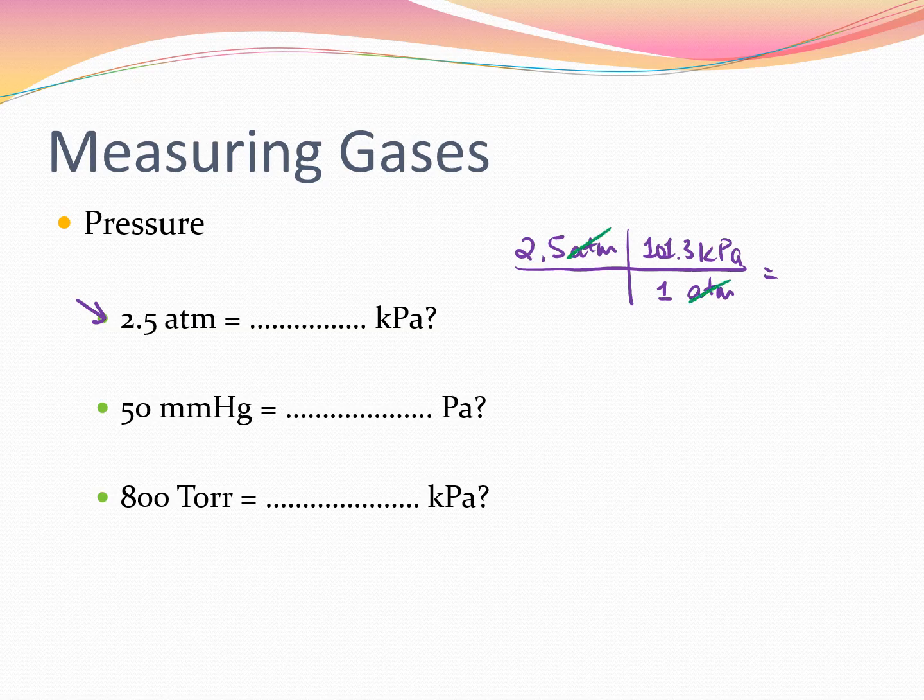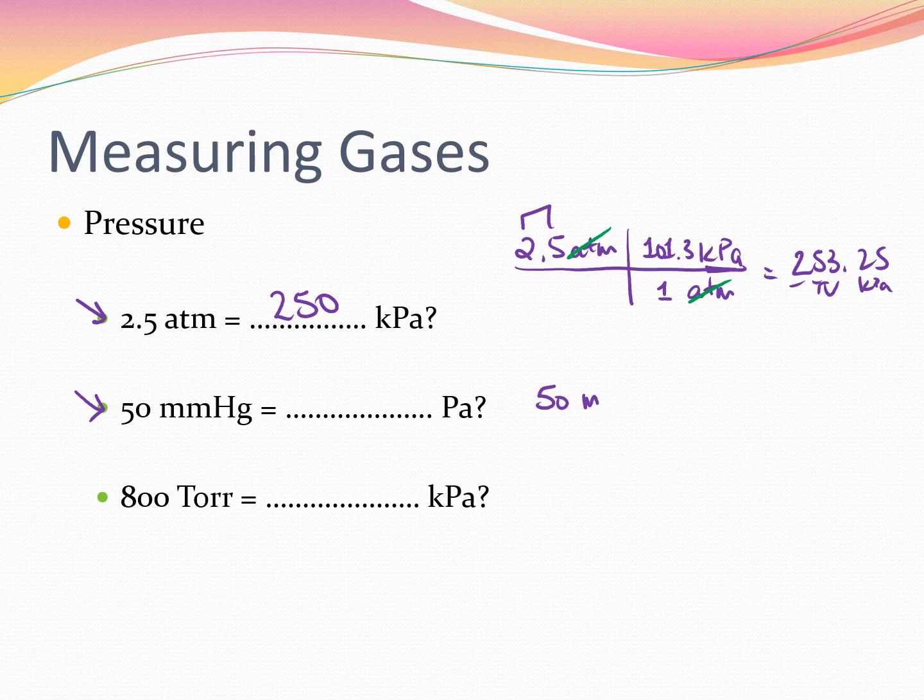Handy-dandy calculator says 2.5 times 101.3 equals 253.25 kilopascals of pressure. We're going to keep 2 sig figs, so the 3 is going to leave that 5 as a 5. Final answer, 250 kilopascals.